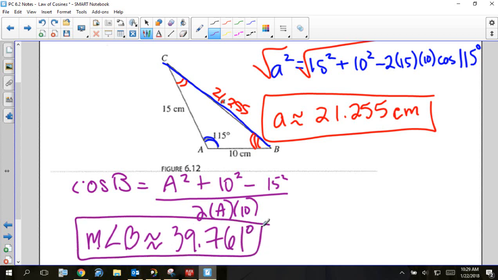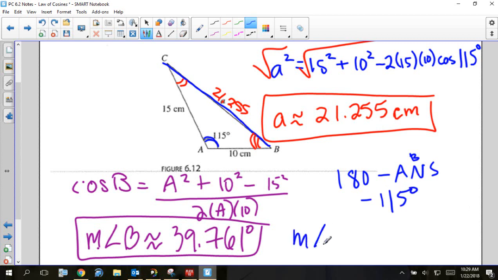And then to find measure of angle C, I'll probably just take 180, subtract that last answer, which was B, and then subtract off the 115. That seems to be the easiest way of finding the measurement of angle C. 25.239.